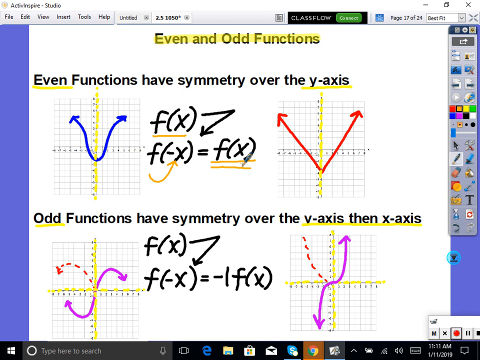Everybody good with that? Okay, now here's how you test if it's odd. Same thing, you take the function and plug in negative x, so we always plug in negative x to test it. If you do this simplification and your answer comes out to be negative 1 times the original f of x, that would make it odd. If it's not the original and it's not negative 1 times the original, it's neither.